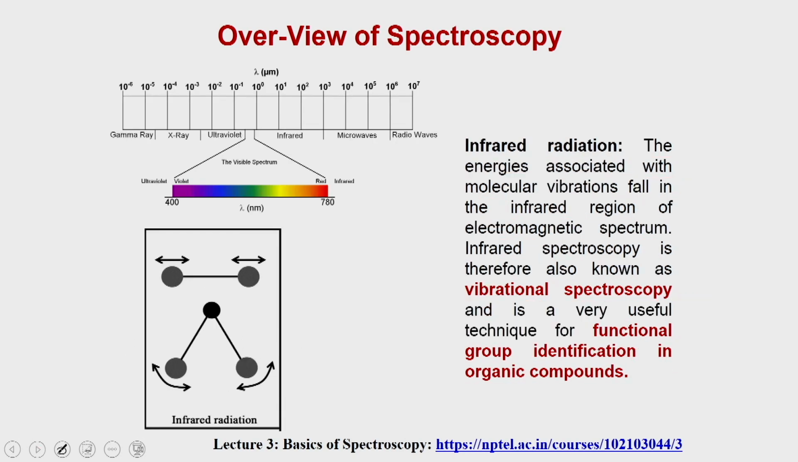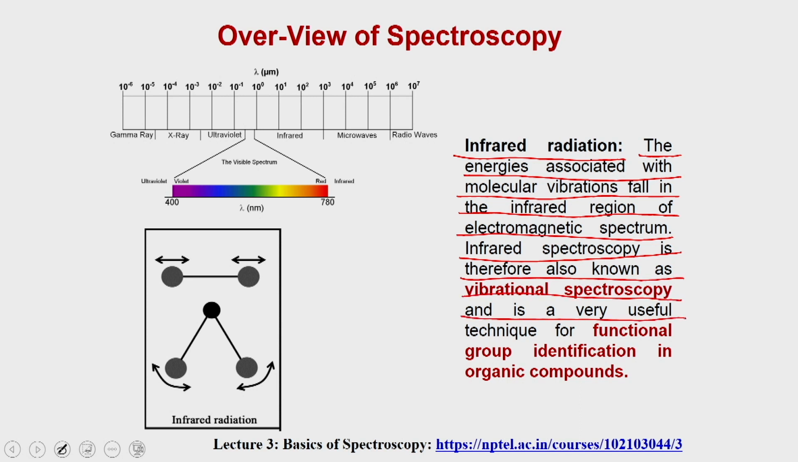Then the third is the infrared radiation. The infrared energy associated with the IR radiation falls within the molecular vibrational studies, and that is why the infrared region of the electromagnetic spectrum. So, infrared spectroscopy is therefore also known as vibrational spectroscopy, and it is a very useful technique for functional group identification in organic compounds.